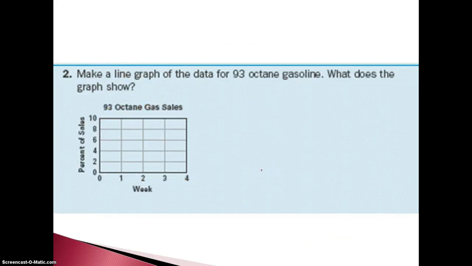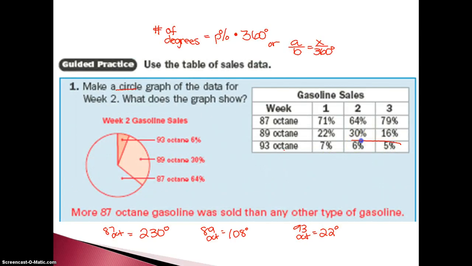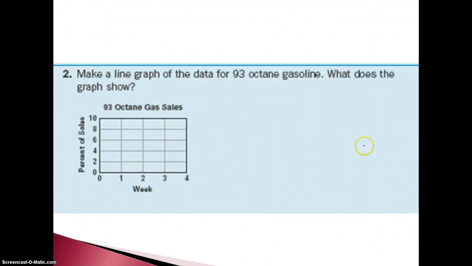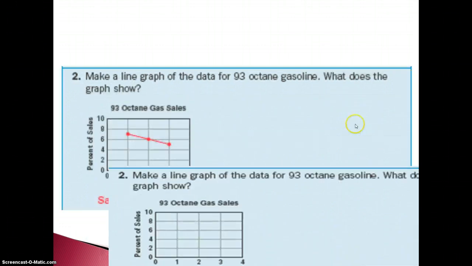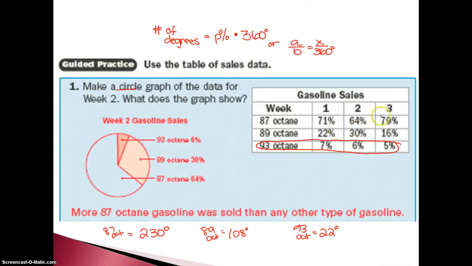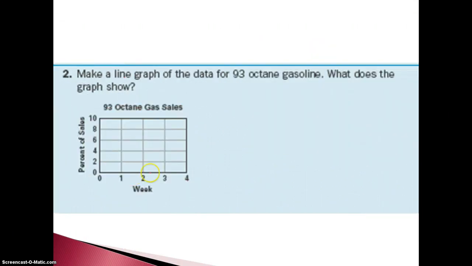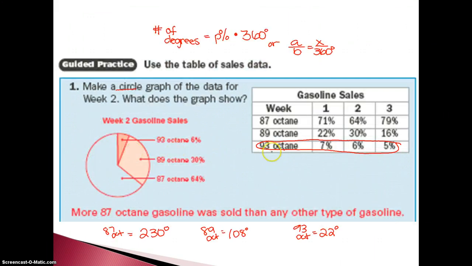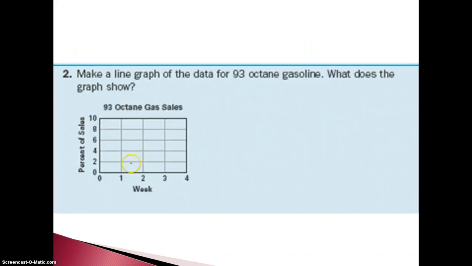This time make a line graph for the 93 octane gas. So that is these right here. So over the weeks, now remember we have week 1, 2, and 3. So that goes in my horizontal axis. And then the percent of sales, because we only know percents. So you are going to have to go back to example 1, which might be easier for you. Week 1 is 7%.